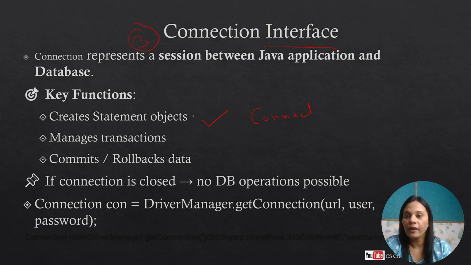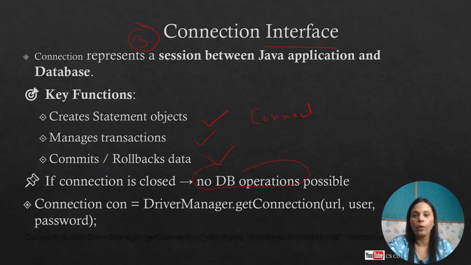Now the key function is what? It connects to the Statement object and manages transactions. If you want to commit or roll back any transaction, you can do that through the Connection interface. Another important point: once you have established this connection, you can perform all the queries using Statement or PreparedStatement. But once you have closed the connection, you cannot execute any operations. So the connection being open is required for executing any of the queries.